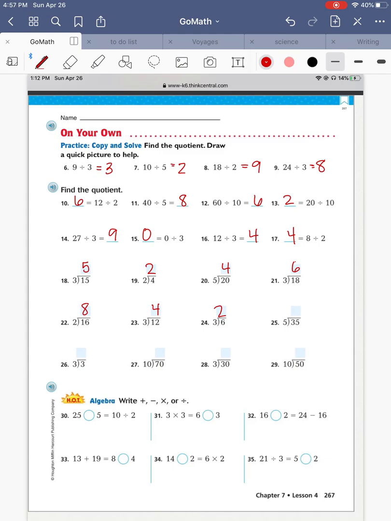35 divided by 5 is 7. 3 divided by 3 is 1. 70 divided by 10 is 7. 30 divided by 3 is 10. 50 divided by 10 is 5. Oops.